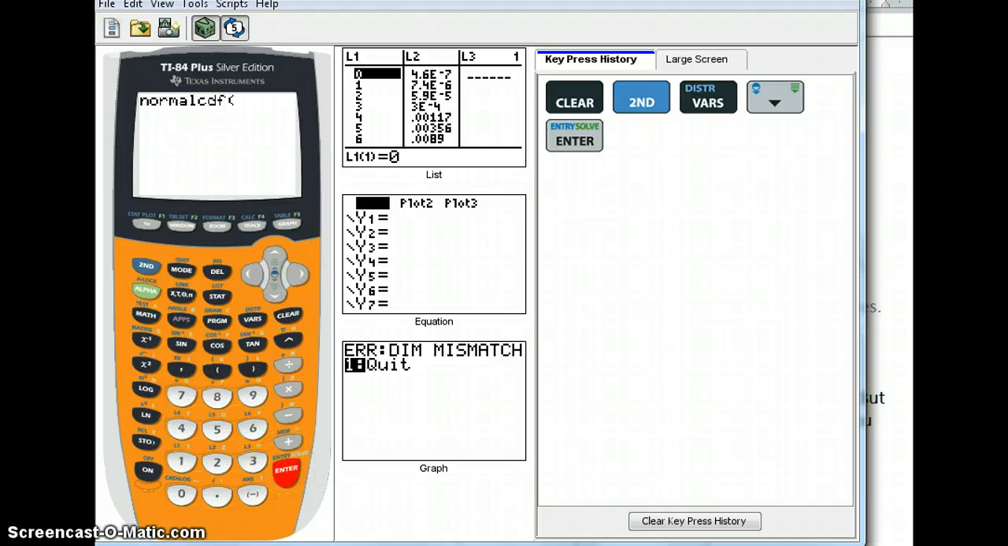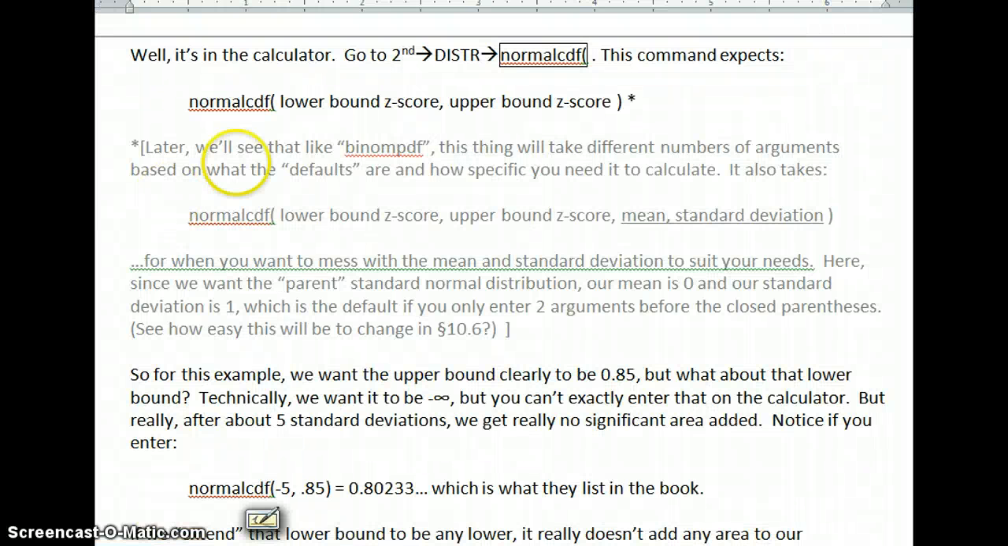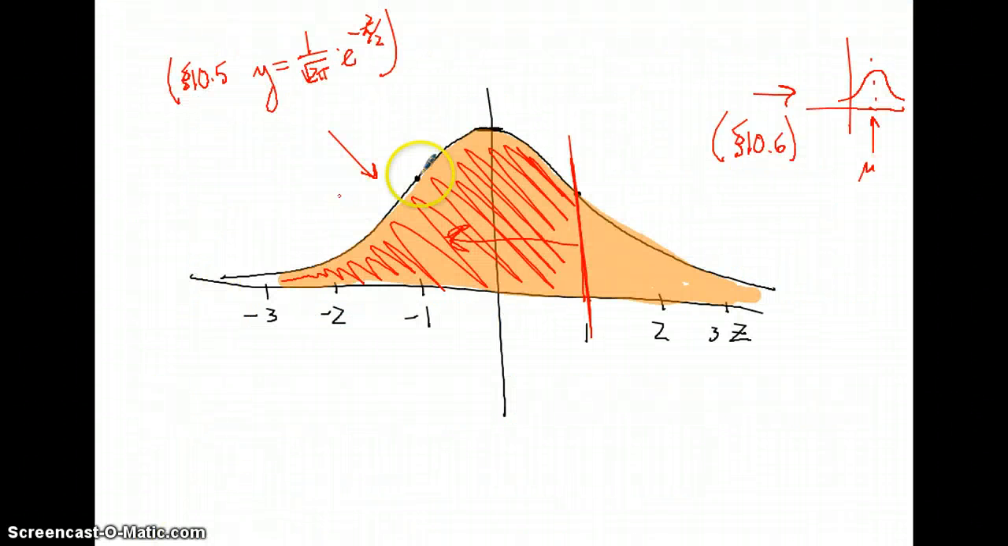All right, normal CDF, there it is. It came from the distribution menu. There's the little key press history if you can't find that. And what is it good for? What does it want? It wants a lower bound z-score and an upper bound z-score. All it does is add up the area between whatever you give it as a lower bound. My lower bound in my question here is kind of like negative infinity.